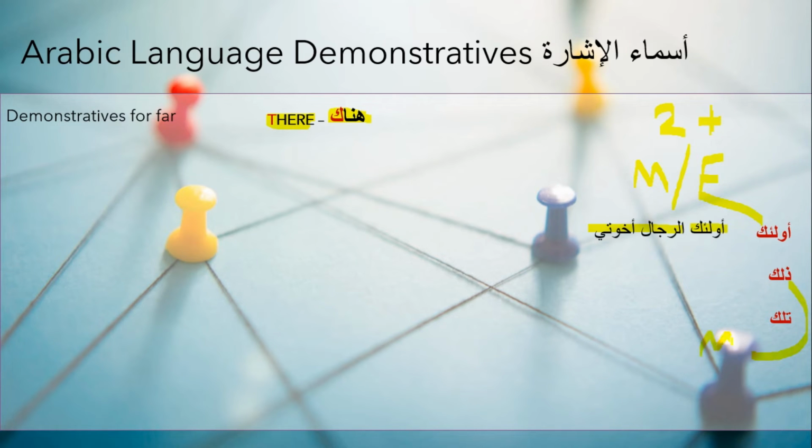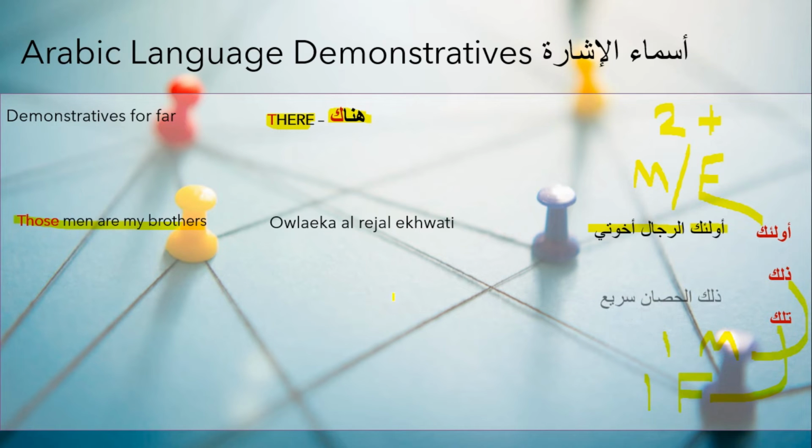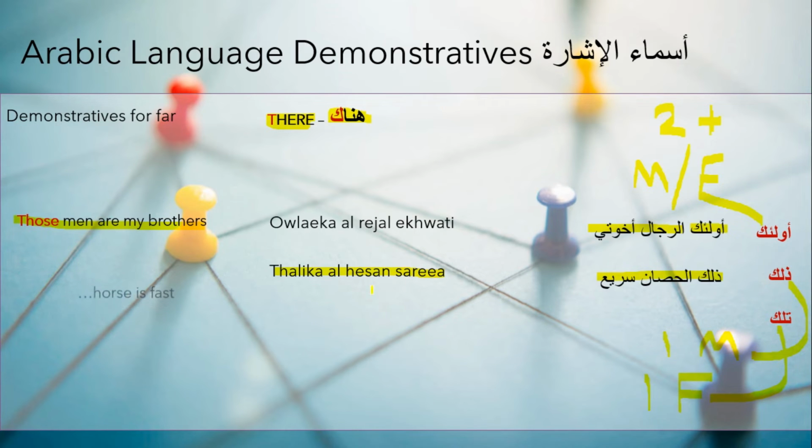Three or more, or two or more than two. ذلك for masculine one, تلك for feminine, one feminine or one woman. أولئك الرجال أخوتي. Those men are my brothers. ذلك الحصان سريع.